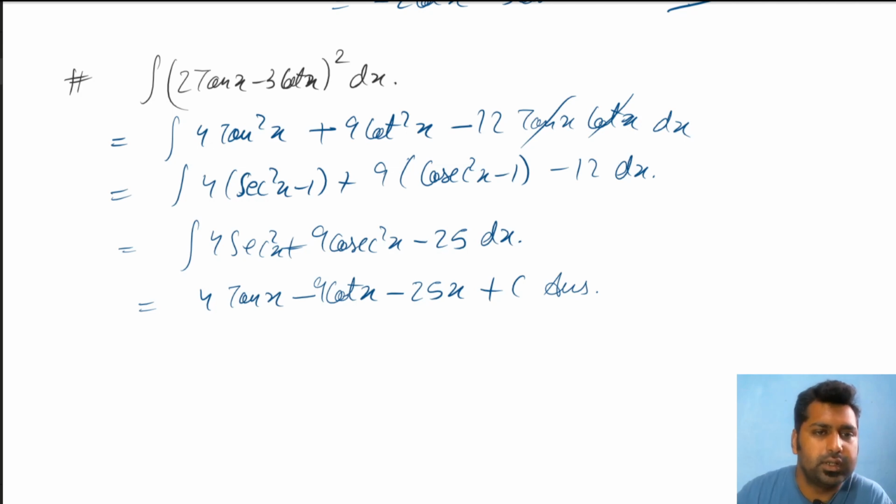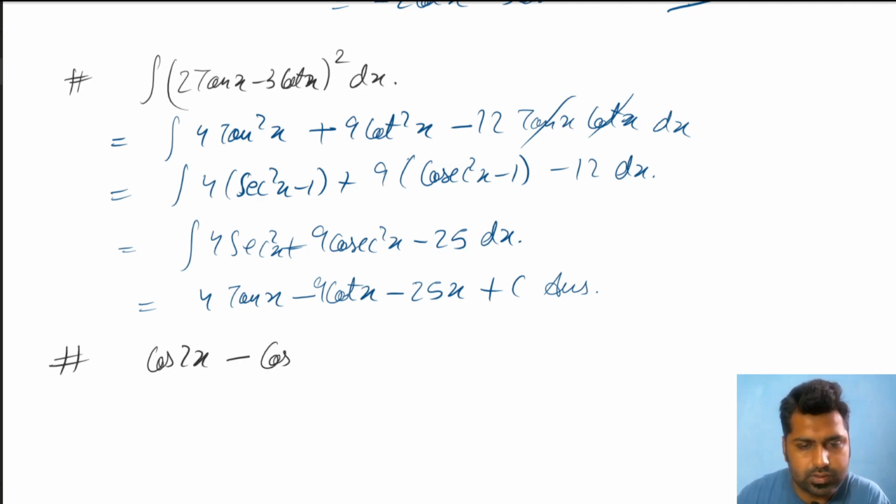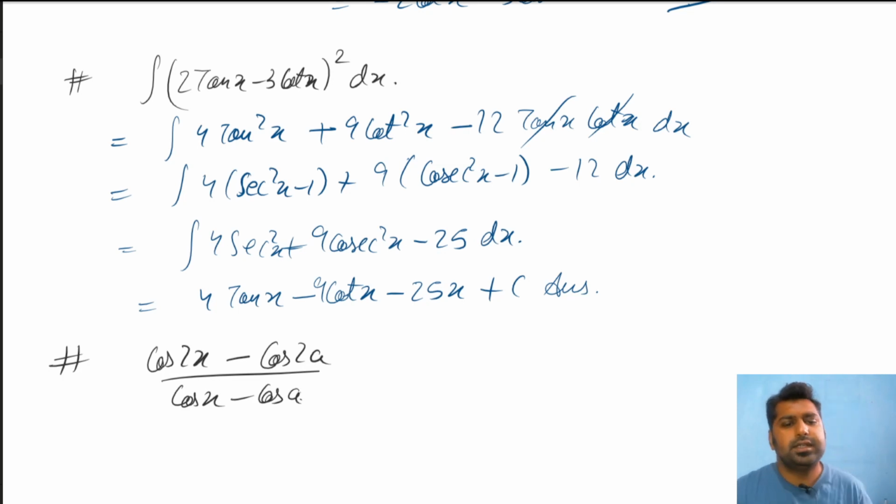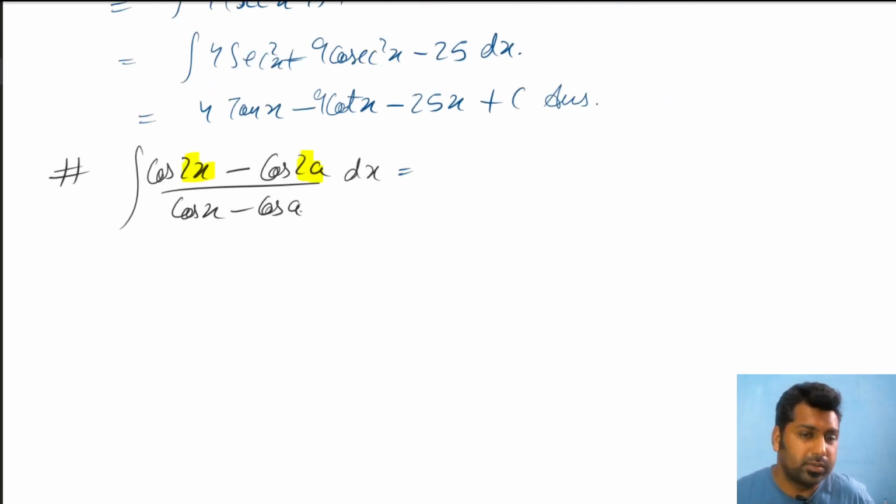All right, last question for today's session. Integration of (cos 2x minus cos 2a) upon (cos x minus cos a), where a is alpha, whatever you want to call it. Now you see, only the numerator has a double angle in it. So again, somehow we have to use the property of double angle. The point is cos 2x also opens in three ways. So which one will I use? I'll use the one in which cos is there, because the denominator also has cos in it.